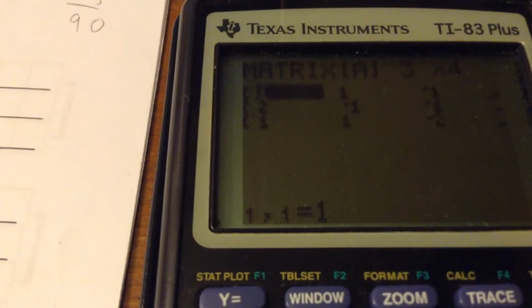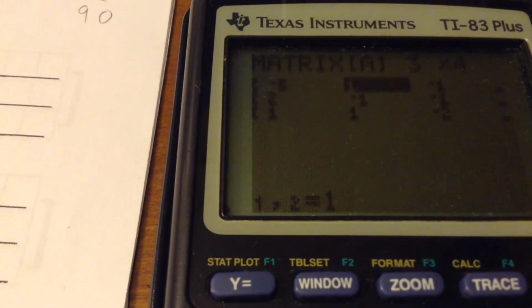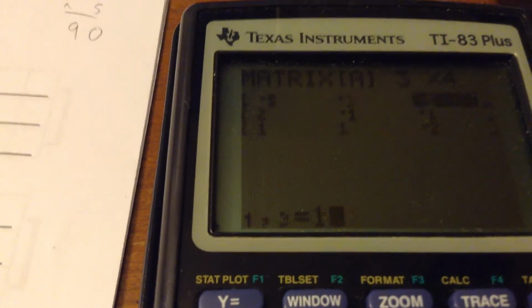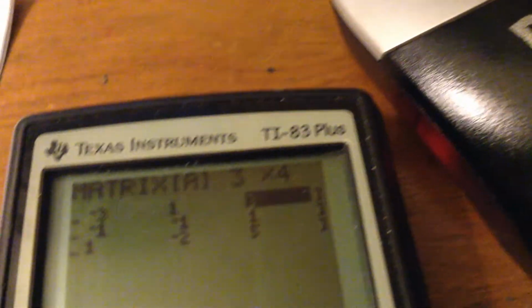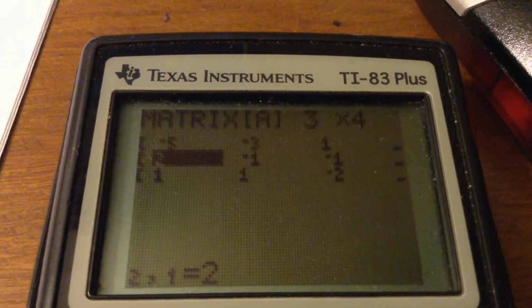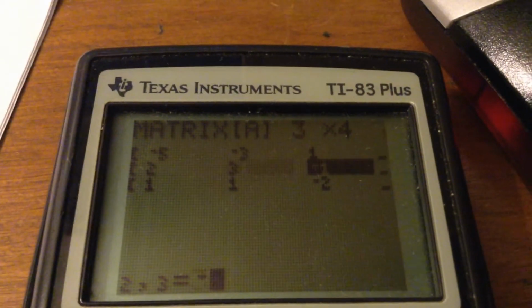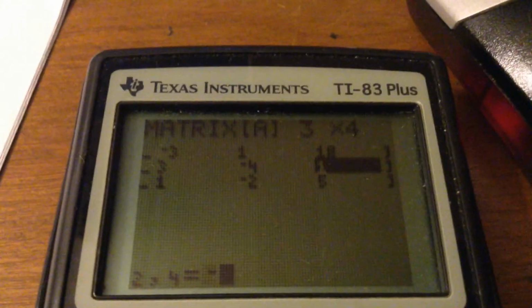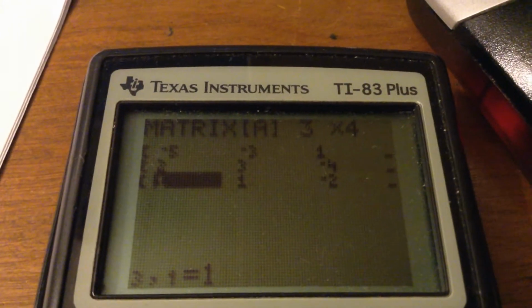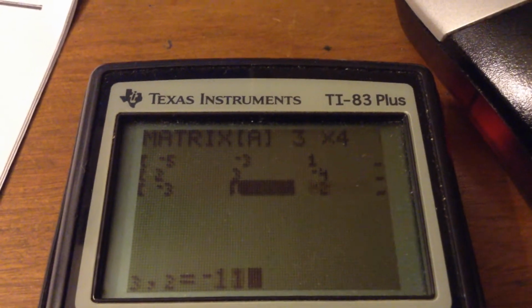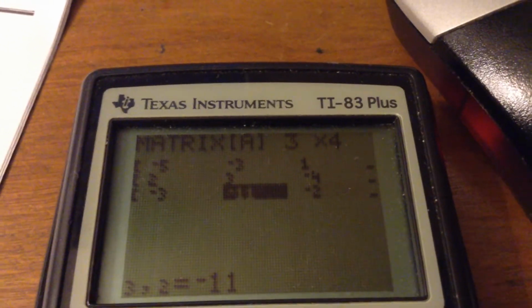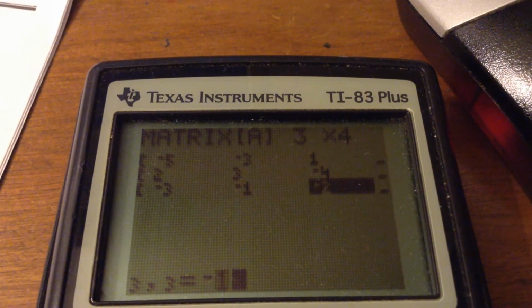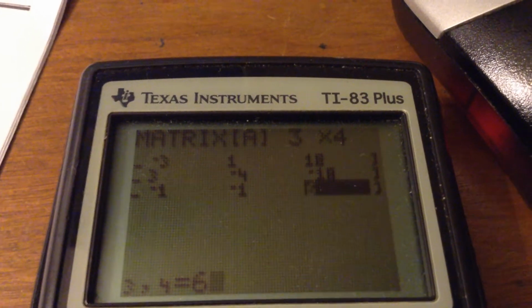You simply plug in the same thing you have there, just your first square. So negative 5, negative 3, 1, 18, then 2, 3, negative 4, negative 8, then negative 18, negative 3, negative 1, and 6. Make sure you check your work.